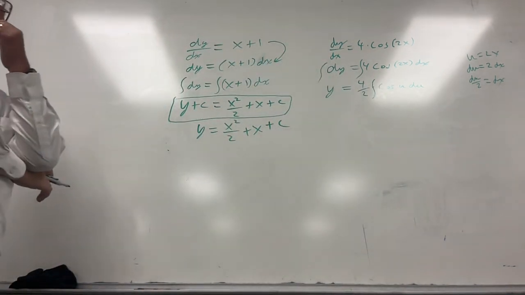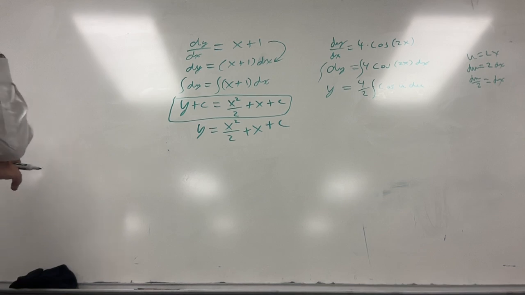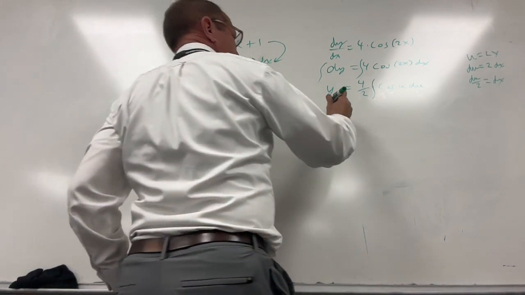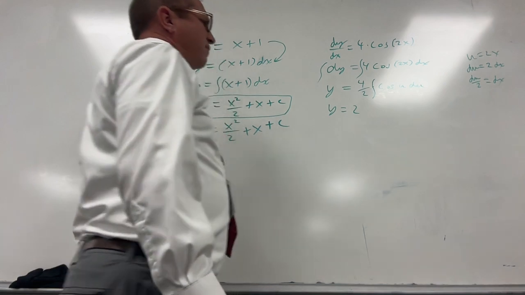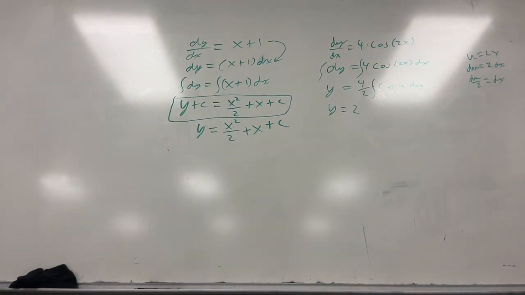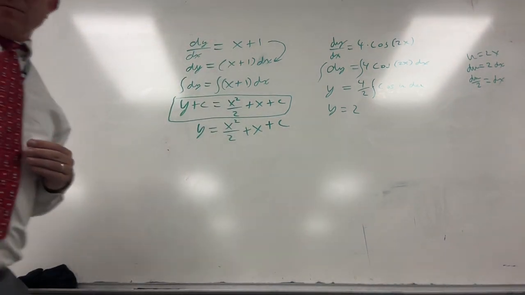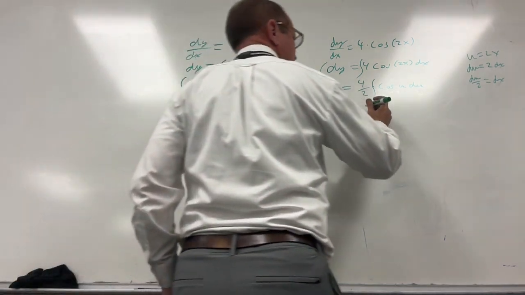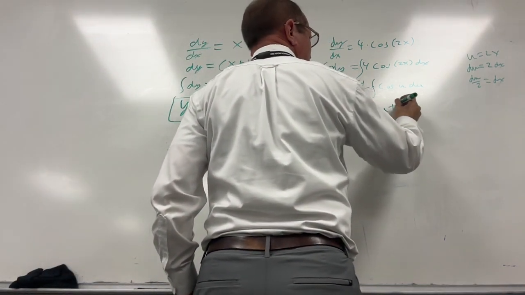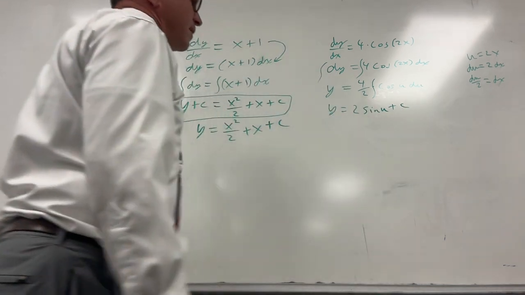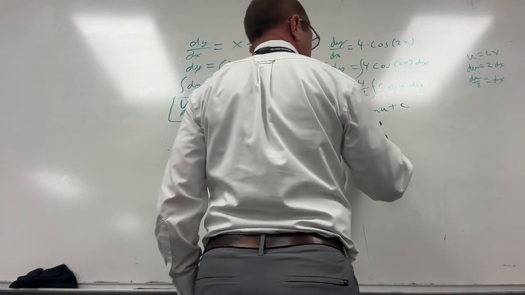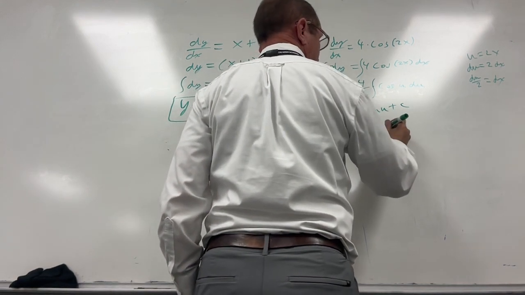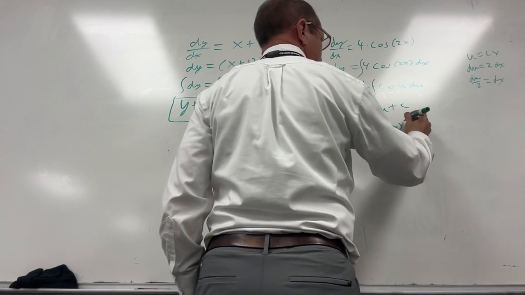Is there a question about that? So y equals 2 times, all right, what is the antiderivative of cosine of u? Positive sine. So it's the sine of u plus c, correct? So at this point, y is going to equal 2 times the sine of 2x plus c.